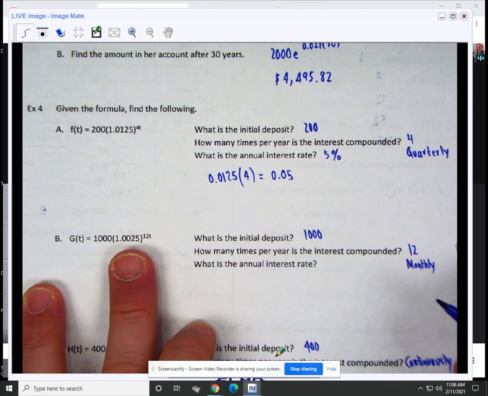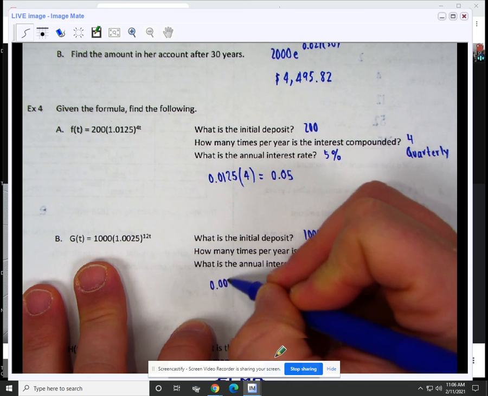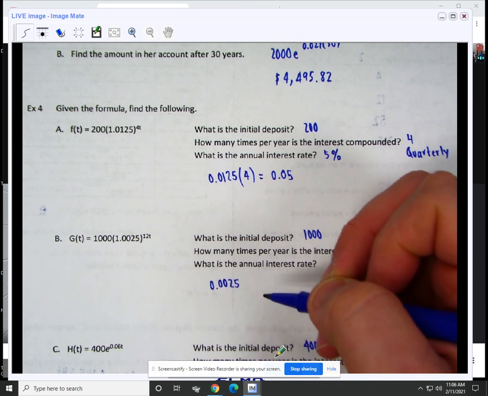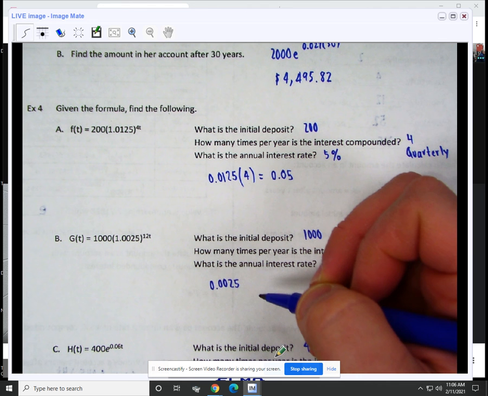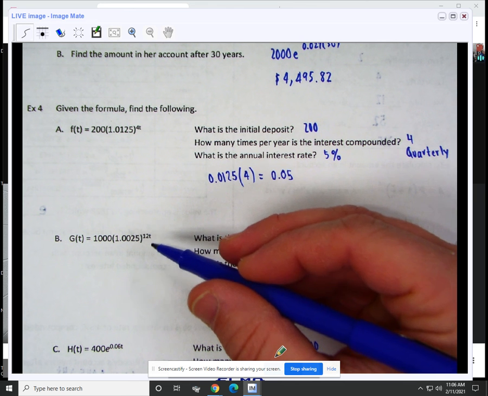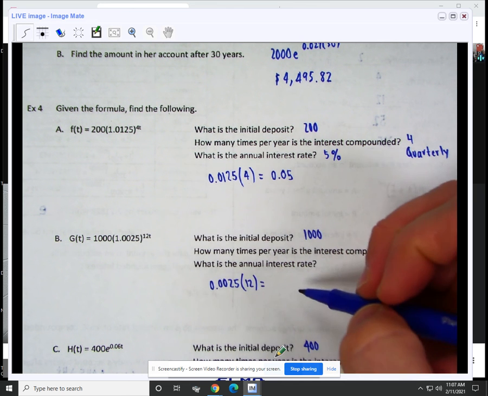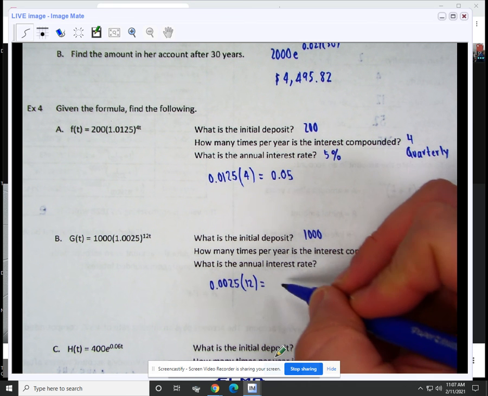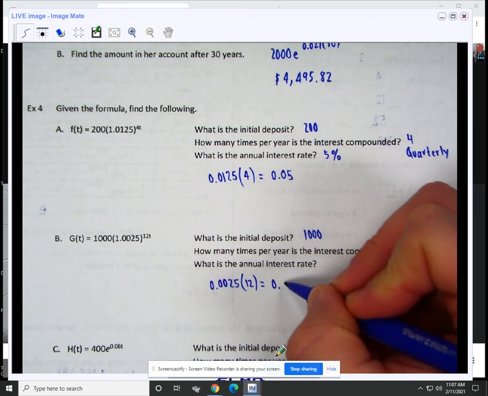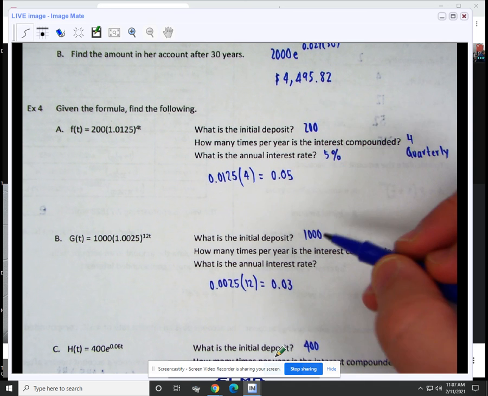Alright, so if you look at this one, again, the first thing we're going to do is get rid of that 1 that we added to it. So it's 0.0025, right? But what had gotten it to that point? We divided it by 12 because that's how many times this thing was compounded, right? So we do what to give it back? We multiply by 12. So type in your calculator 0.0025 times 12. Tell me what you get. 0.03. So if 0.03 is my decimal, what's my percent? 3%.